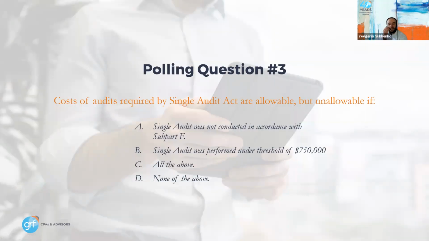Yeah. All right, so getting into our third polling question, third and final. Our question is, costs of audits required by the Single Audit Act are allowable, but unallowable if: A, the single audit was not conducted in accordance with Subpart F; B, the single audit was performed under the threshold of $750,000; C, all of the above; and D, none of the above.